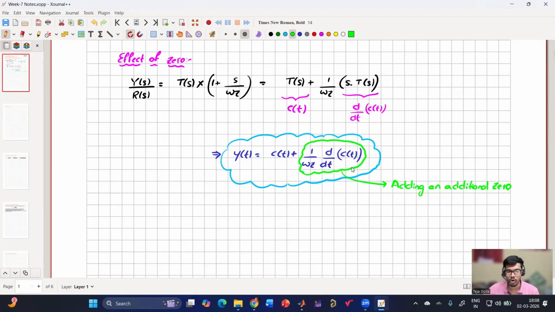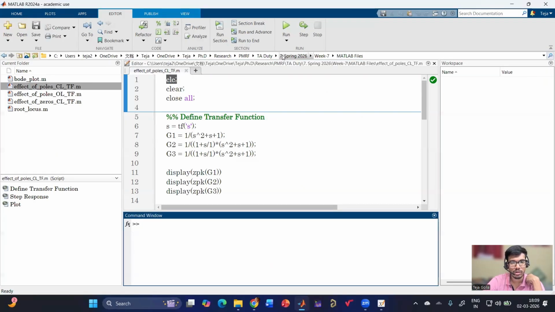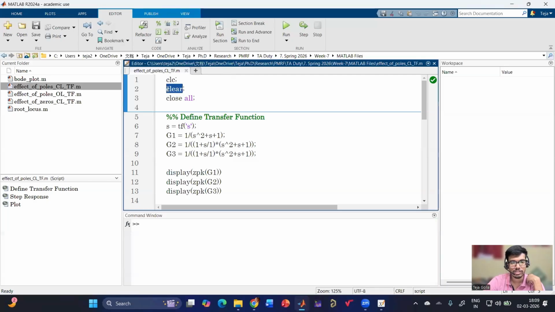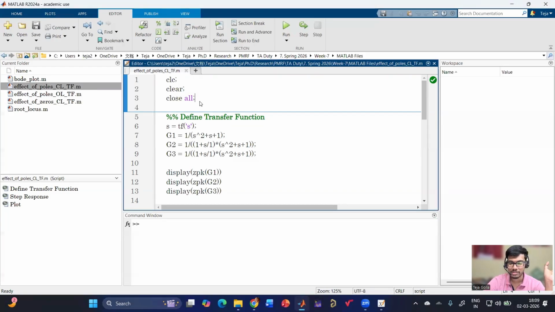So this is what we are getting. Let me consider one MATLAB example. Let me first explain what is there in this MATLAB code. As I mentioned in my earlier lecture, clc is to clear the command window, clear is to clear the workspace, and close all is to close any figures. This is just basic cleanup of everything in the command window as well as the workspace.